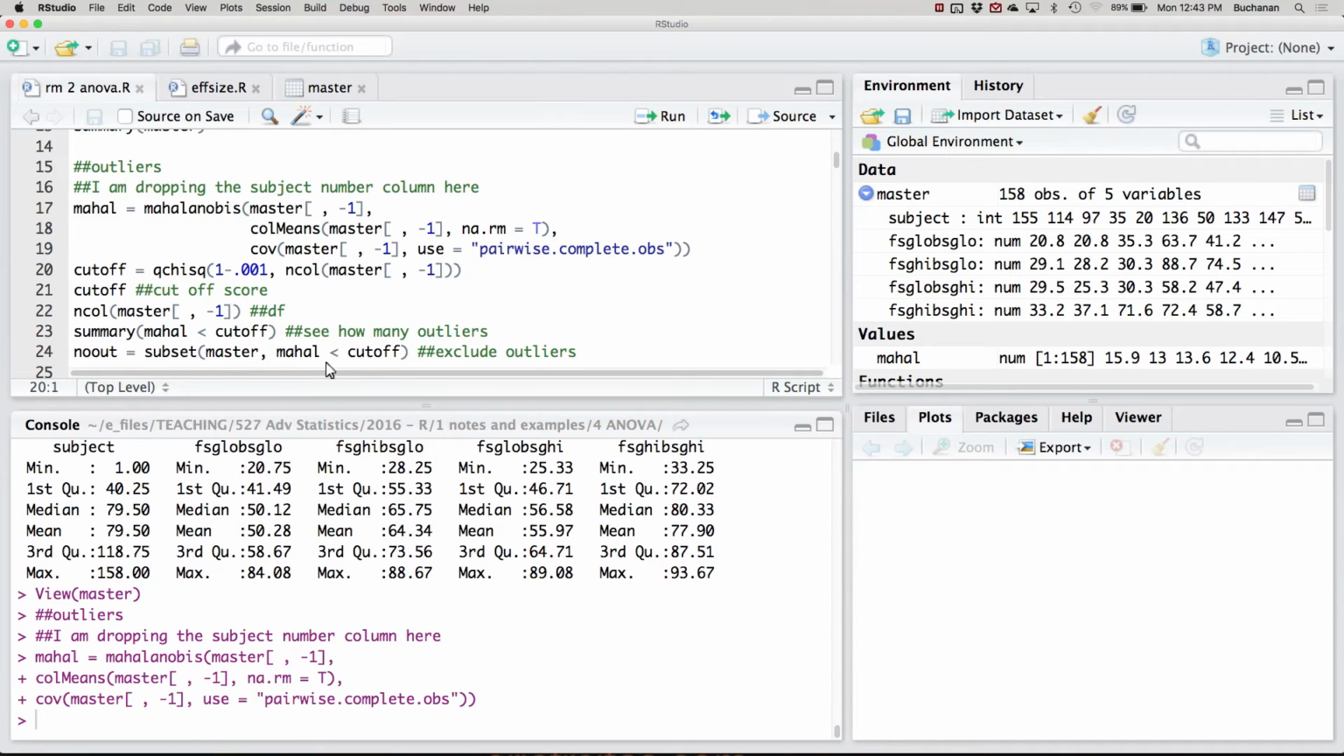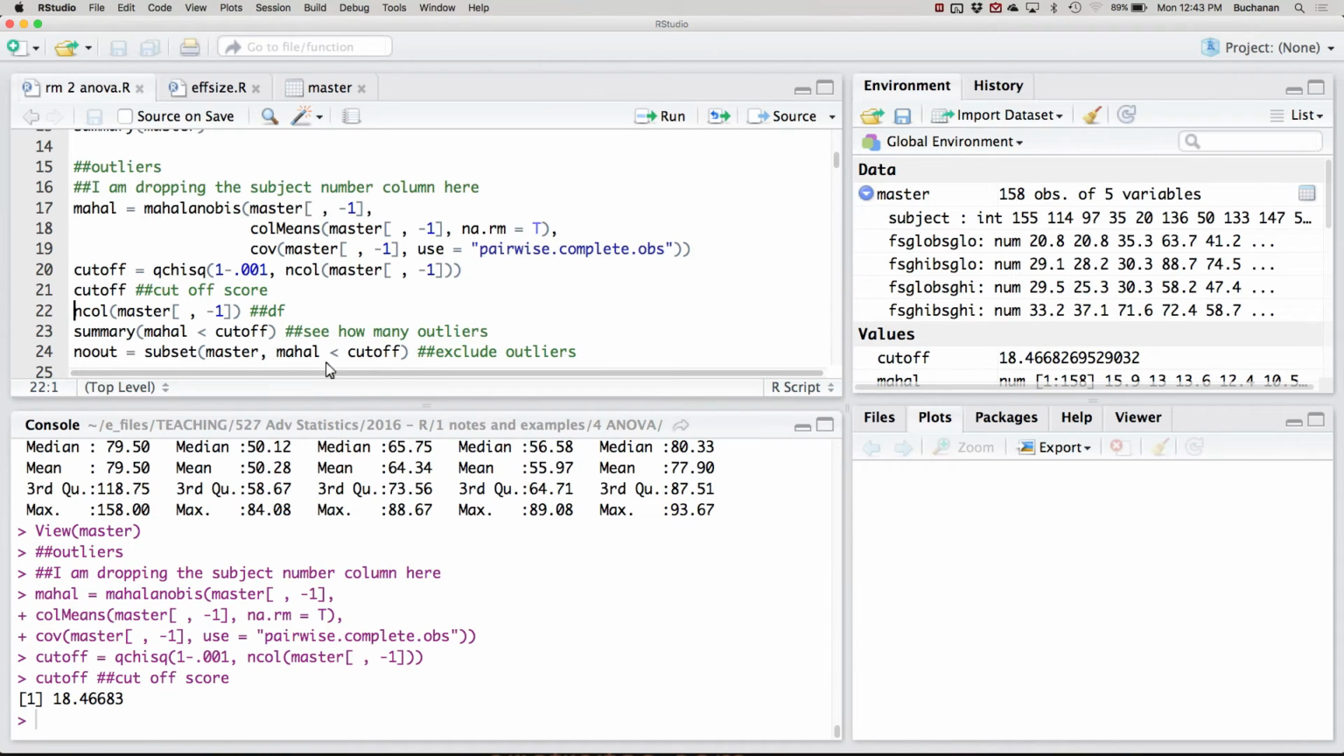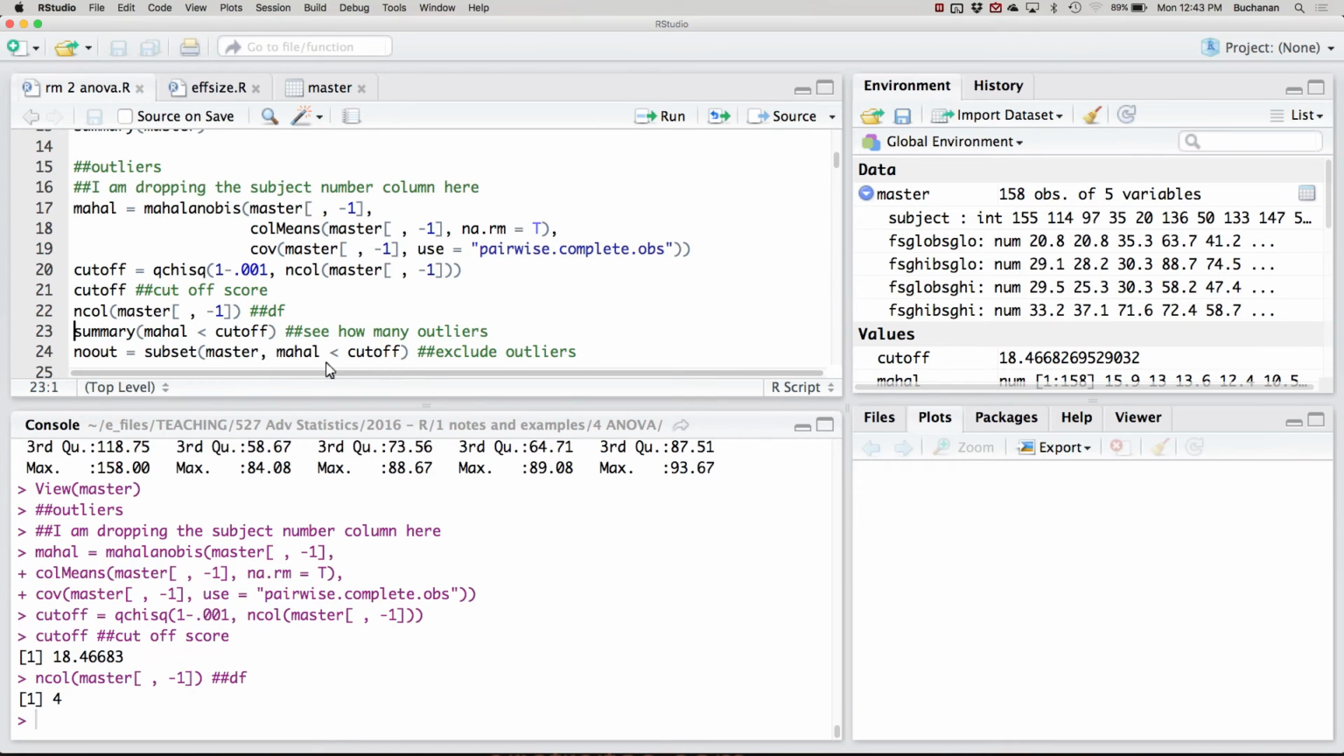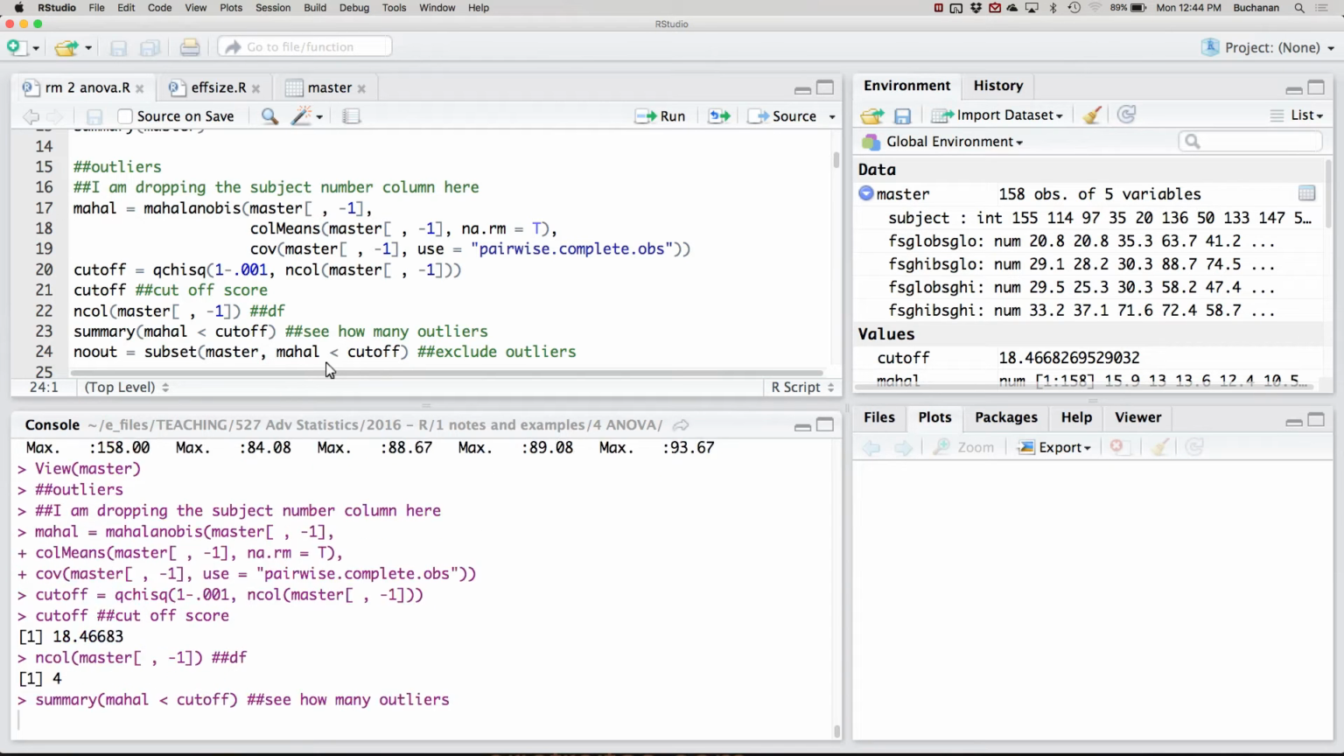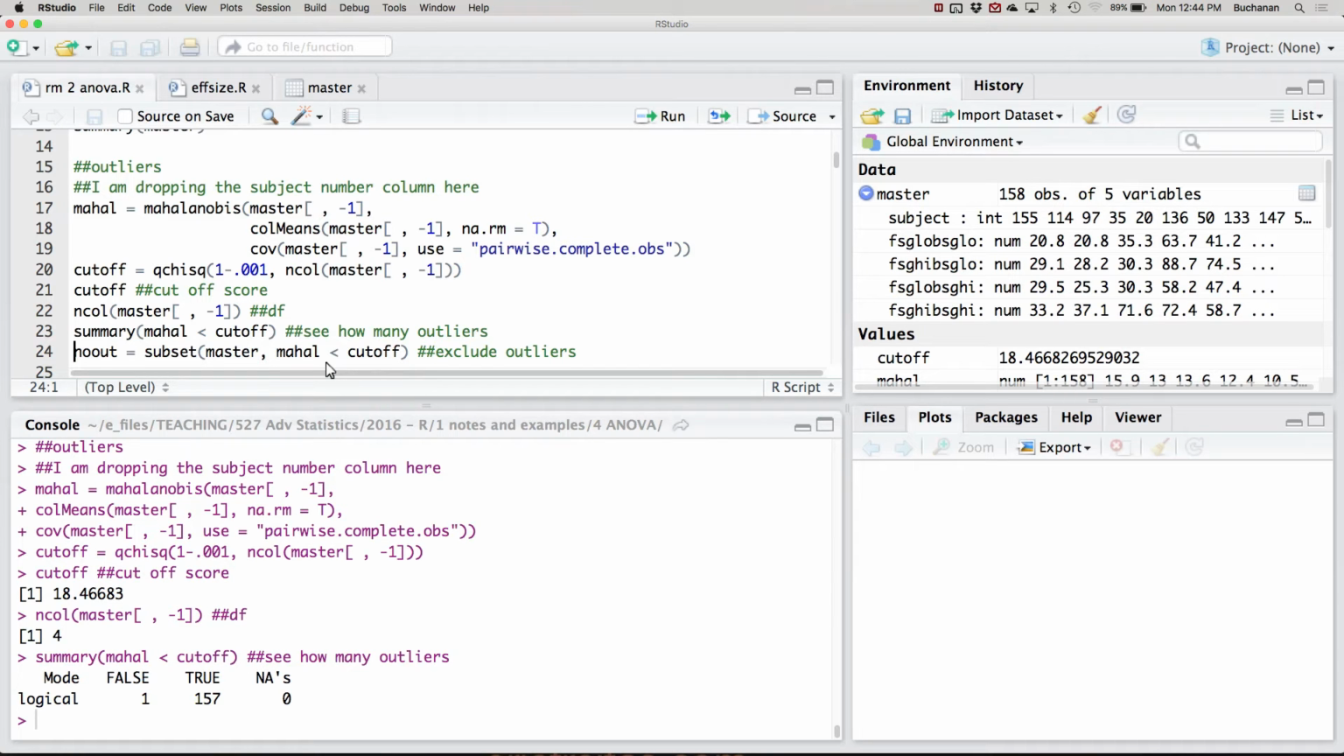So my Mahalanobis cutoff with 4 columns as my degrees of freedom, not my DV, sorry, cutoff score is 18. And so you should get 1 outlier. Yes. And the outlier actually, believe it or not, is a person that did the experiment correctly. Like most people are really bad at this task. They were actually very good at it, and that's why they're the outlier. So for the real analysis, we left them in. But right now we're going to exclude them.